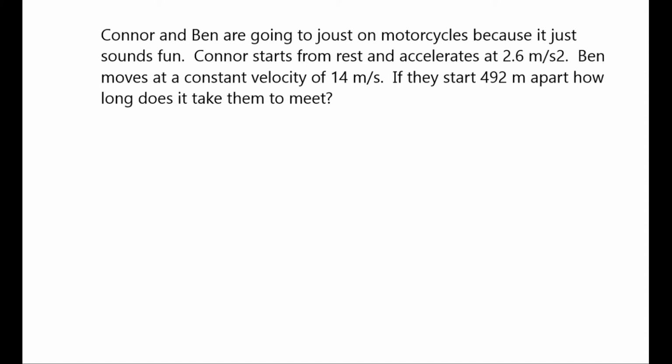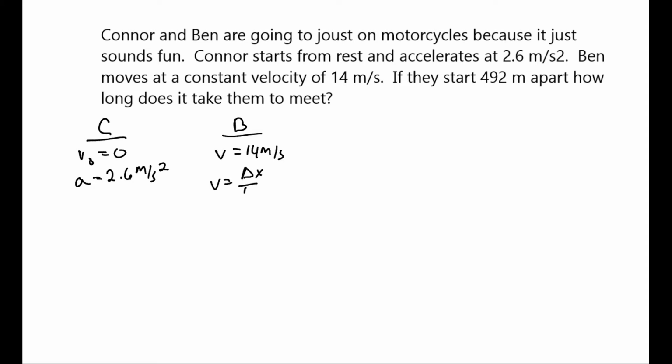Okay, so this is going to be a relative velocity problem. It's not projectiles yet. So let's write down what we know about each of them. What do we know about Connor? His V0 is going to be equal to 0. What else do we know? Acceleration is 2.6 meters per second squared. Do you know anything else about Connor? Definitely not. Alright. So Ben moves at constant velocity. So what do we know about him? His V is just going to be 14 meters per second. And for him, we can use the equation V equals delta x over t.